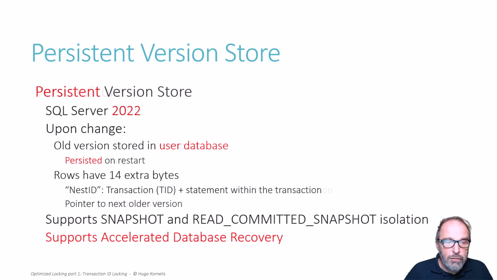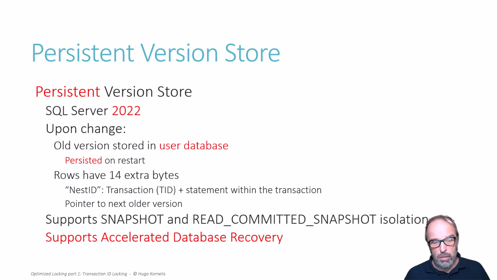The persistent version store was introduced in SQL Server 2022. It is still mostly the same version store. The differences are technical and not really relevant, but the big difference is that now the old row versions are not stored in tempdb, but in the user database, which means that now if you restart SQL Server, you still have those old versions in the database, and this was required so that accelerated database recovery could be built.